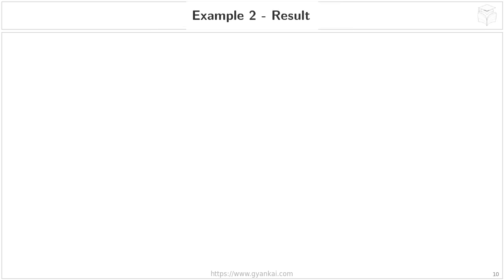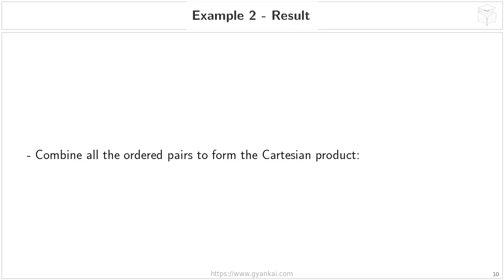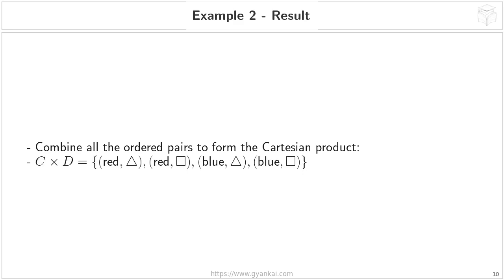Example 2, result. Let's wrap up example 2. As we've been working through, remember we started with two sets, C and D. Set C contained the colors red and blue, and set D contained a triangle and a square. Now, this slide shows the final result of finding the Cartesian product of C and D. Written as C cross D, this means we've systematically paired every element from set C with every element from set D.